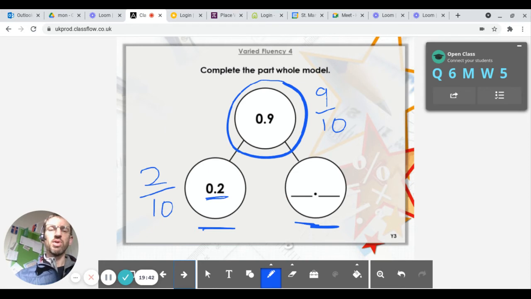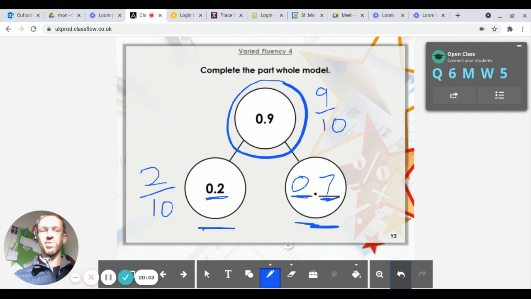It's going to be 7. But where am I going to put the 7? Is it going to go there? Or is it going to go there? What do you think? That's it. 0.7. So get it right. 7 goes on this side, and you need to keep the placeholder so we know that it's a decimal.